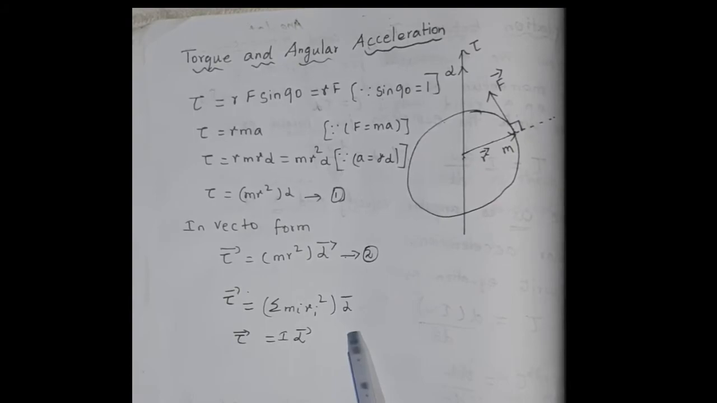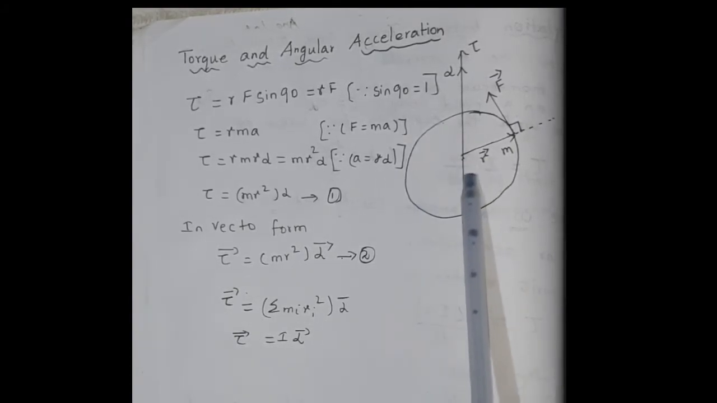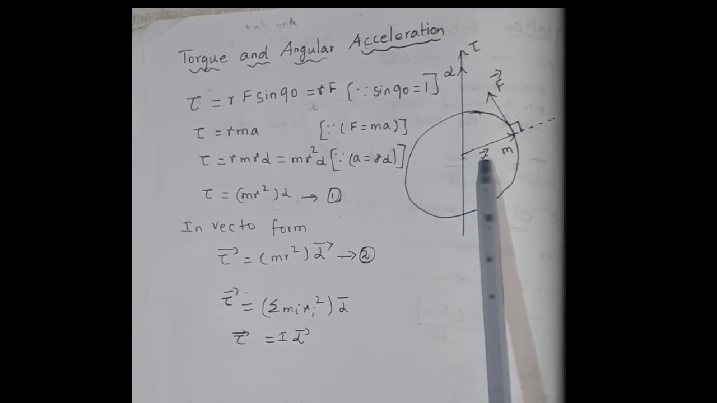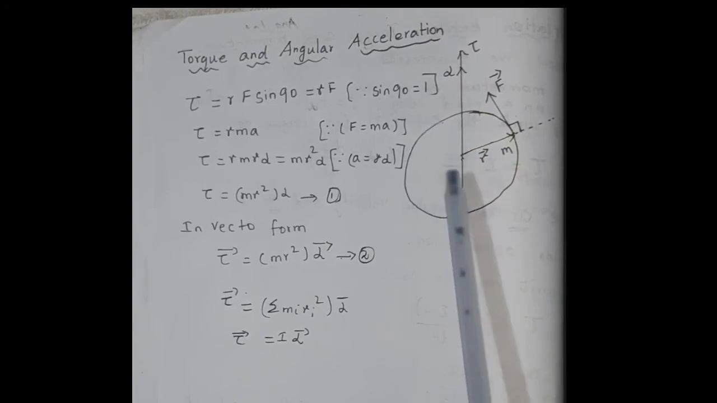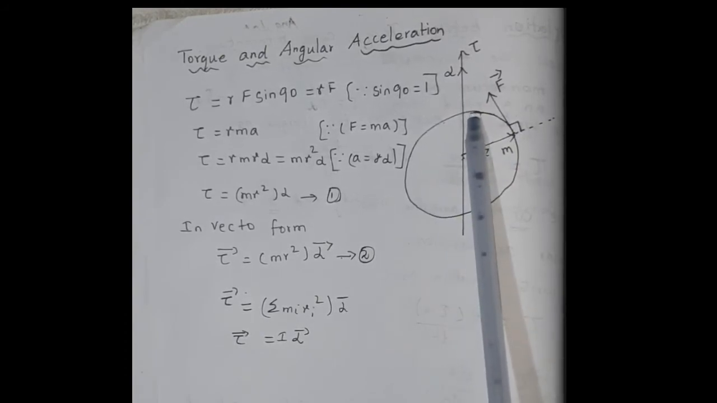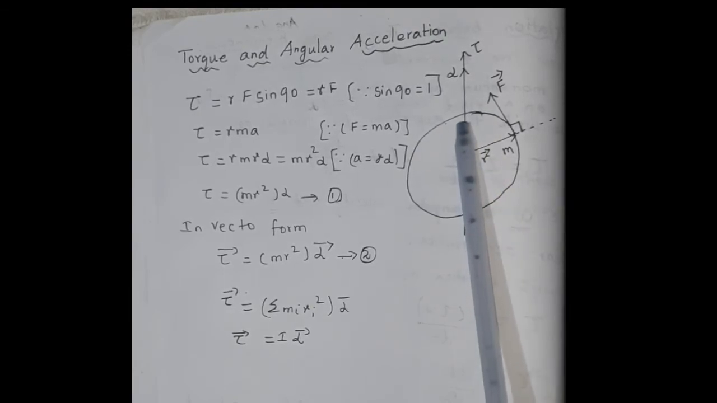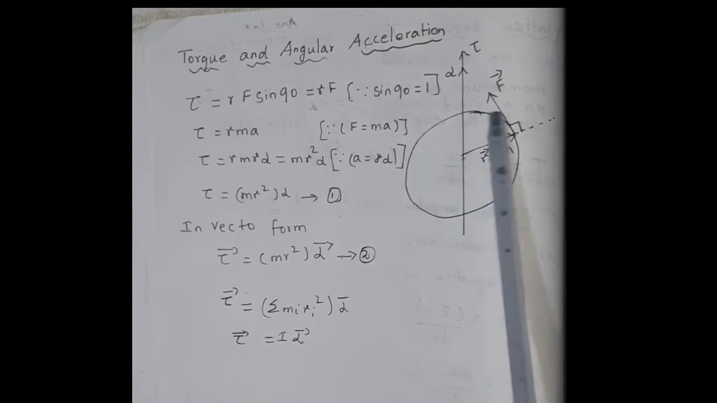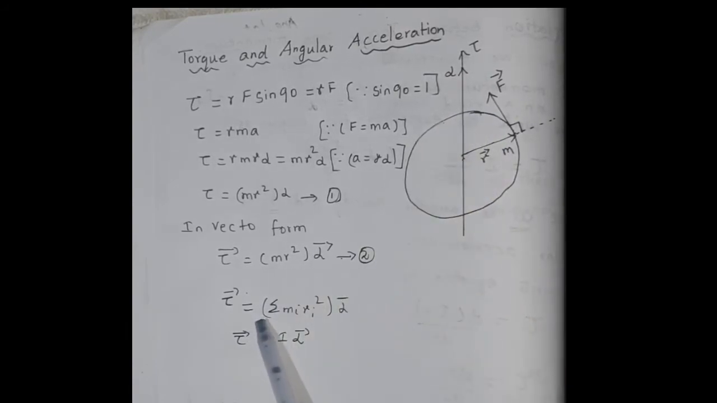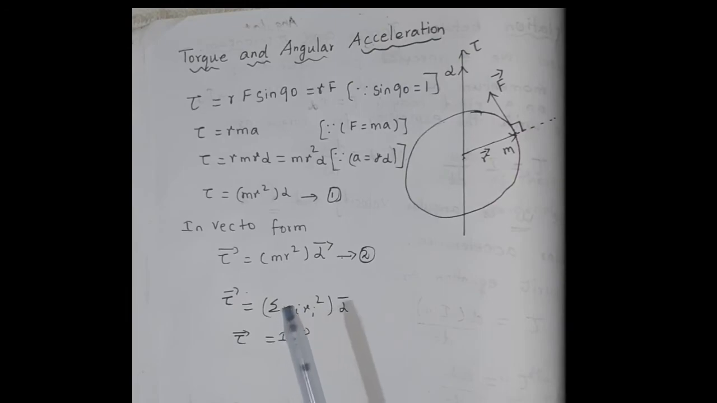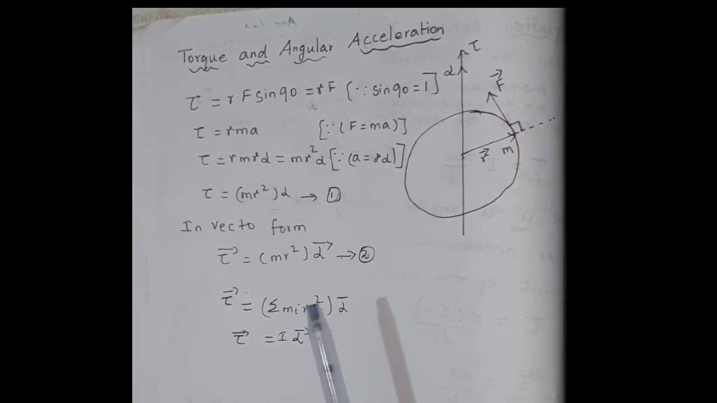A rigid body is made up of many such point masses, and hence the moment of inertia of the rigid body is the sum of the moments of inertia of all such individual point masses that constitute the body. So, I is equal to summation of m_i r_i squared.